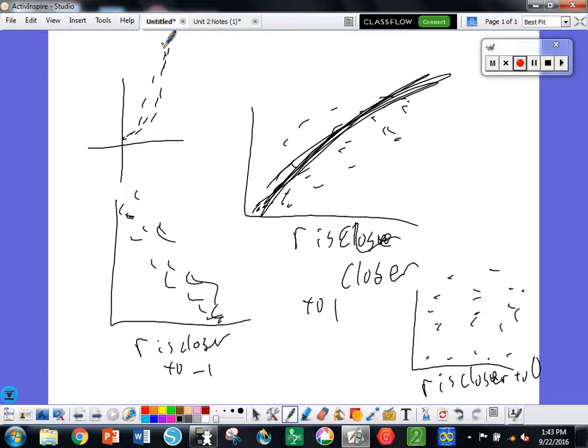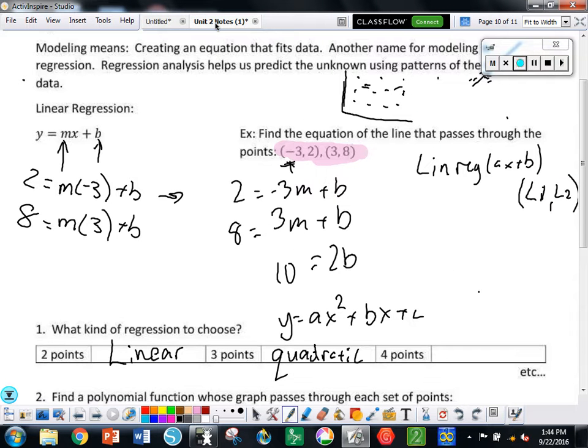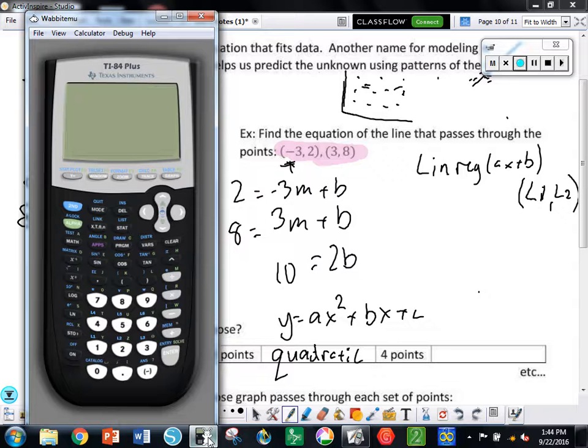Go with it. It's called correlation. R is correlation, so it tells you how correlated it is. If it is 1, that means it's direct correlation, meaning this is the equation of the line with those points. It was exact. It was exactly what we needed.